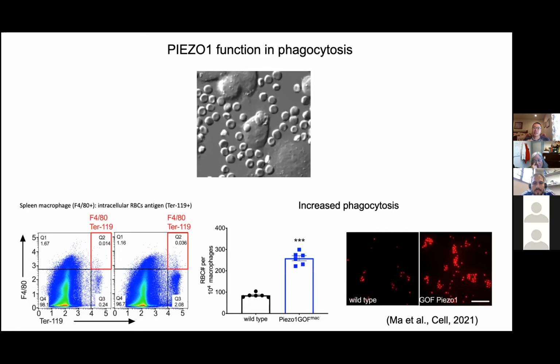And this is consistent with the in vitro data where we observed that the macrophages with the gain of function PIEZO1 mutation internalize more red blood cells compared to the wild type. So these two experiments suggest that the overactive PIEZO1 enhances the phagocytosis ability of macrophages.